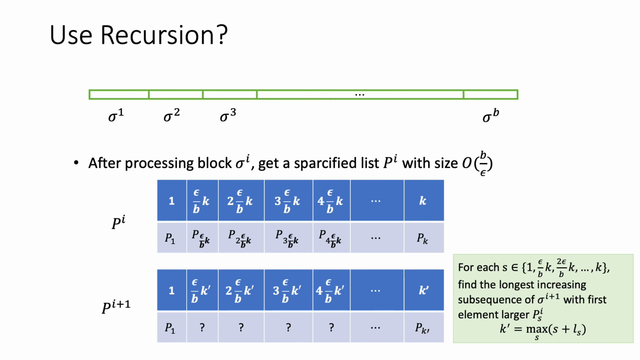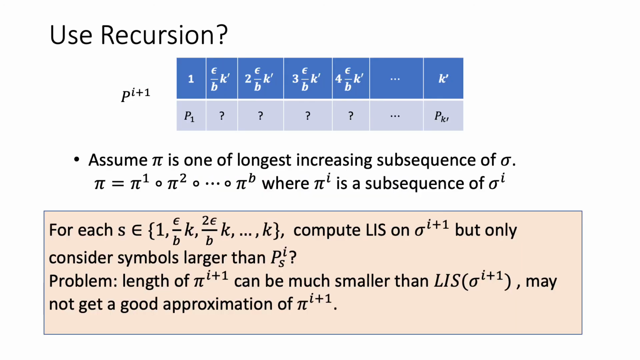For each s smaller than k that is a multiple of epsilon over b times k, we find the longest increasing subsequence of sigma_{i+1} with first element larger than the corresponding symbol in P_i, and then we take the maximum. The next step is to compute the middle elements in the array P_{i+1}.